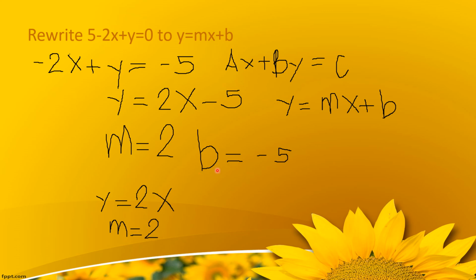But how about b? So, wala man tayo nakita diring b, di ba? So, kung wala tayo nakitang b, it is understood nga ang b is equal to 0. Therefore, ang atong b is equal to 0. So, kung wala tayo nakita nga b, ang value sa b is equal to 0.